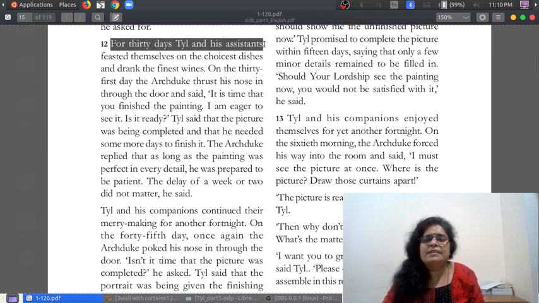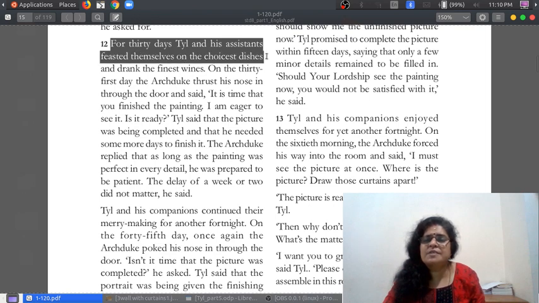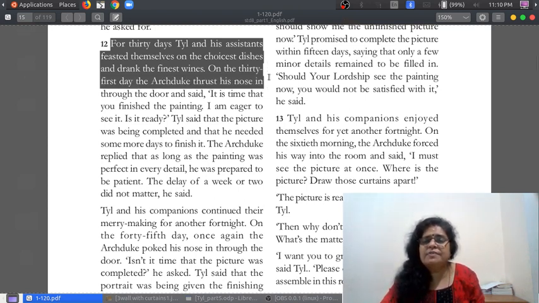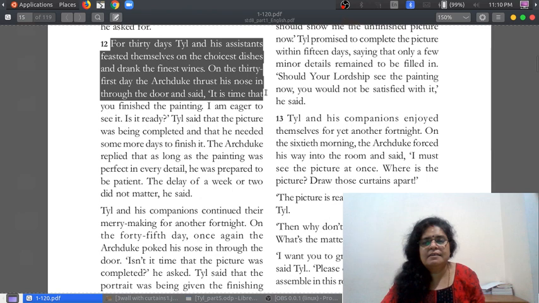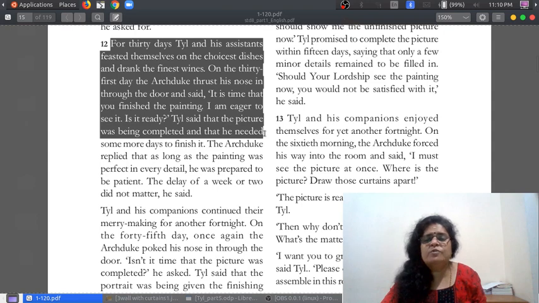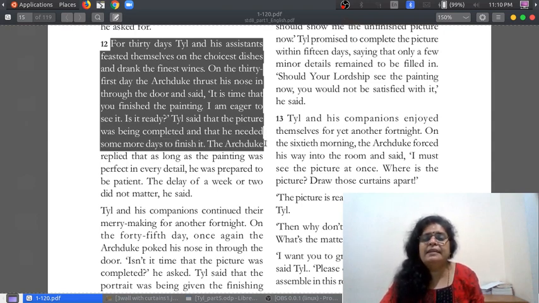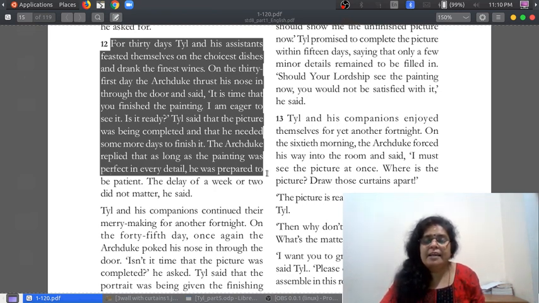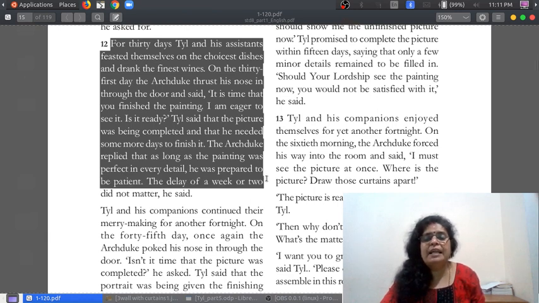For 30 days, Till and his assistants feasted themselves on the choicest dishes and drank the finest wines. On the 31st day, the Archduke thrust his nose in through the door and said, "It is time that you finish the painting. I'm eager to see it. Is it ready?" Till said that the picture was being completed and that he needed some more days to finish it. The Archduke replied that as long as the painting was perfect in every detail, he was prepared to be patient. The delay of a week or two did not matter, he said.